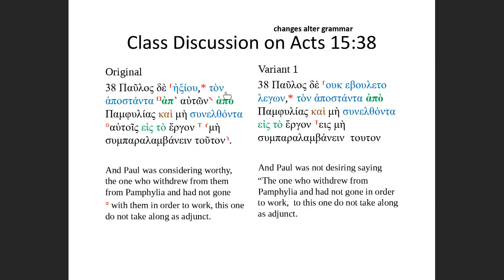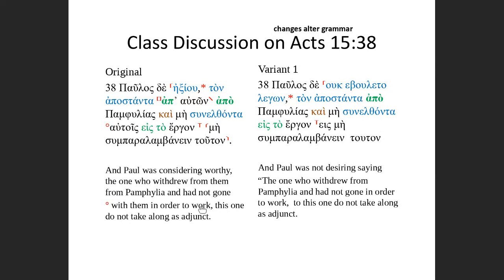The first variant, we have the original on the left-hand side, and on the right-hand side, we have the change to ukbelet bula eto legon. As you recall from your Greek studies, that ukbaleto is an imperfect, was not desiring, saying, followed by a participle. Then you have the participle piece. So we've chosen to include apo, but not apo uton. So Paul was considering worthy the one who withdrew.